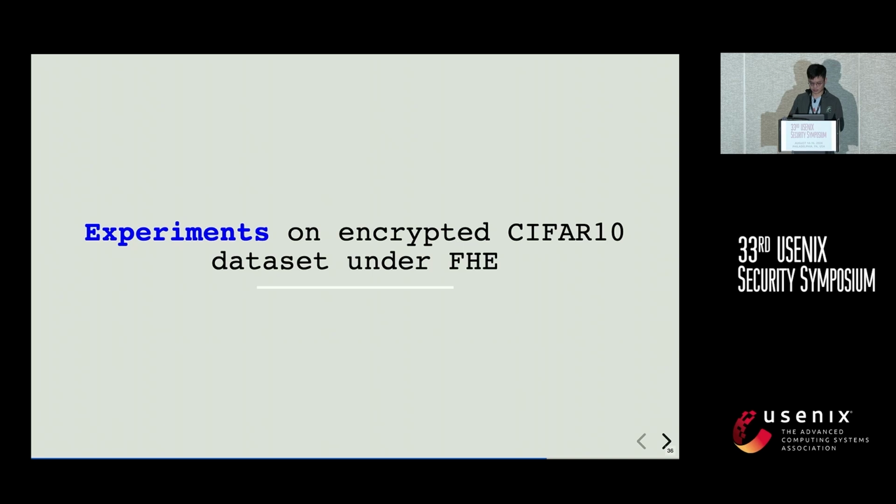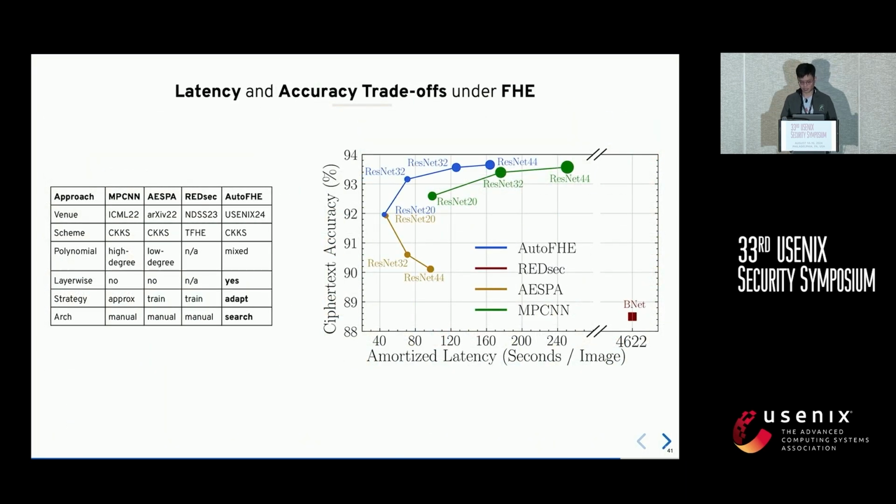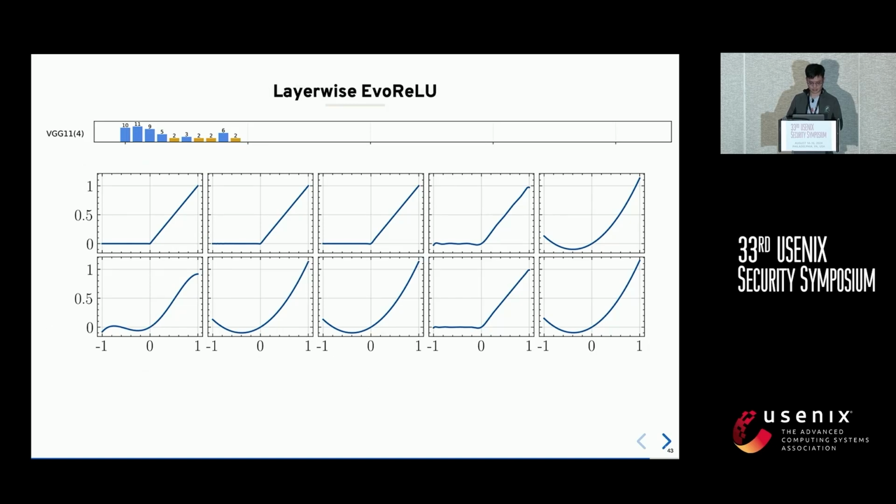We did experiments on the CIFAR and encrypted CIFAR datasets under RNS-CKKS. In our experiments, we show our results. AutoFHE has a better trade-off between accuracy and latency. This is the depth of the layerwise evolutionary ReLU. Different layers need different precision of polynomials, so it can help us design polynomial networks under fully homomorphic encryption. This is a layerwise polynomial ReLU, with the different functions.